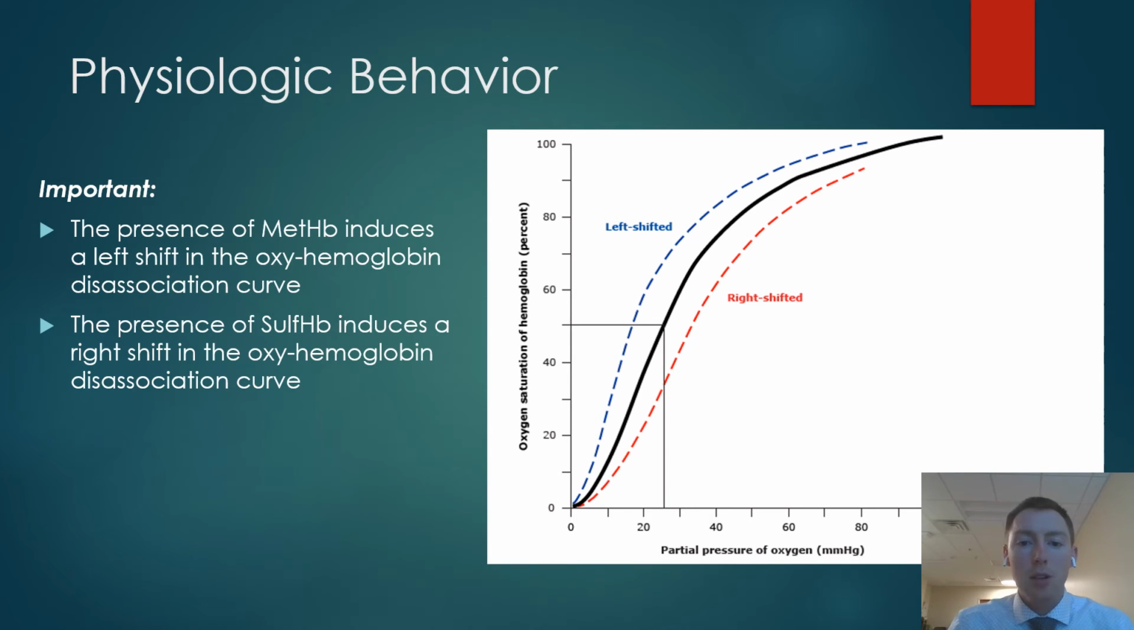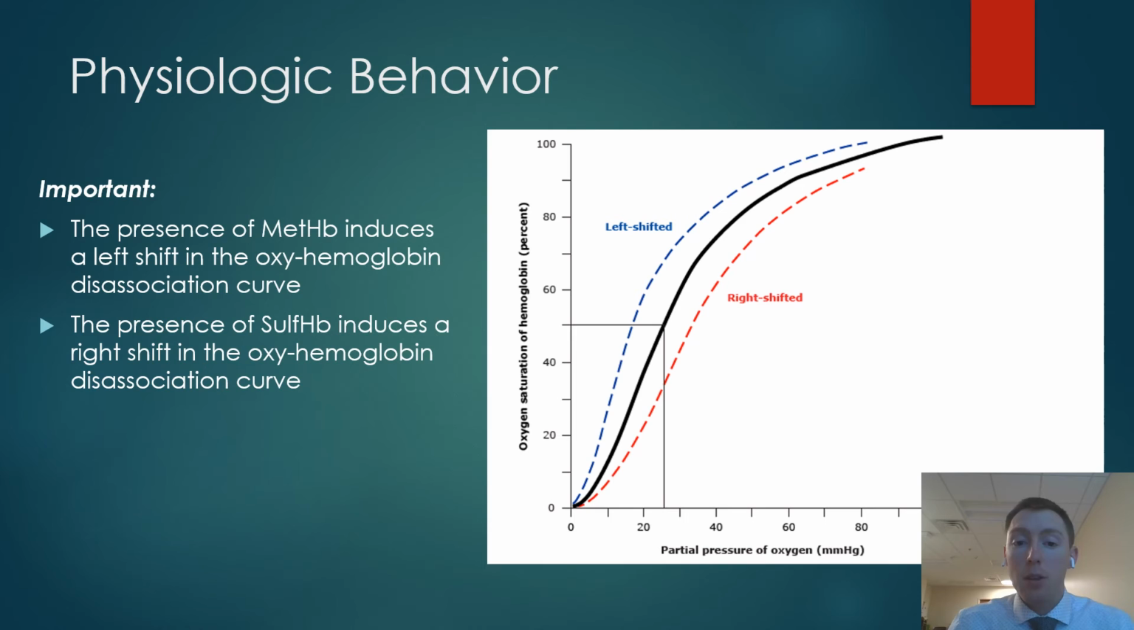So just as a reminder, this curve shows the ability of hemoglobin to carry oxygen at various oxygen partial pressures. A left shift results in reduced delivery of oxygen to tissues, while a right shift results in increased delivery of oxygen to tissues. The presence of methemoglobin and sulfhemoglobin have two distinct effects. So, as I stated previously, the hemoglobin molecules that are oxidized by whichever oxidizing agent is inducing the formation of these variants are unable to carry oxygen. So that's one effect. The other effect, however, is important too.